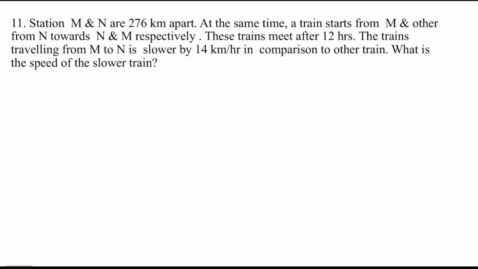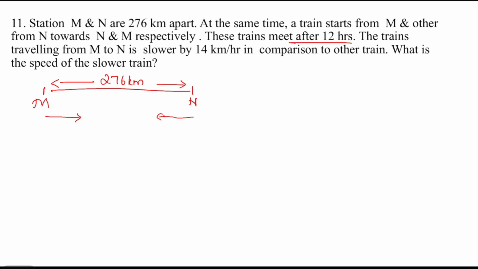Stations M and N are 276 kilometers apart. There is again station M here and station N here. They are 276 kilometers apart. At the same time, a train starts from M and another from N towards N and M respectively. That is, one train is starting from here and another from here, towards each other. These trains meet after 12 hours.